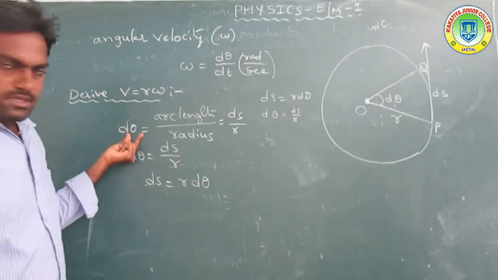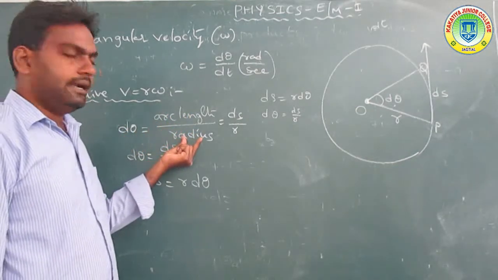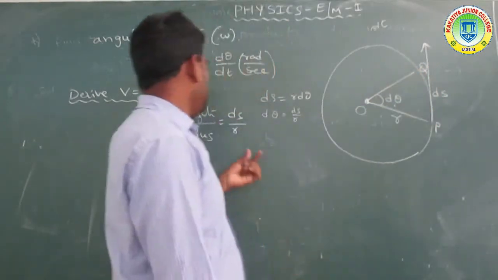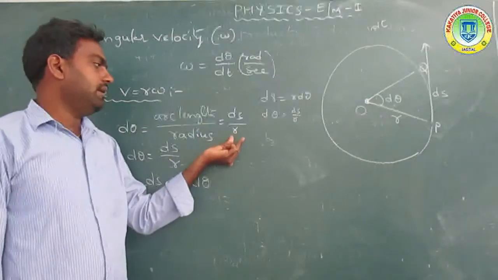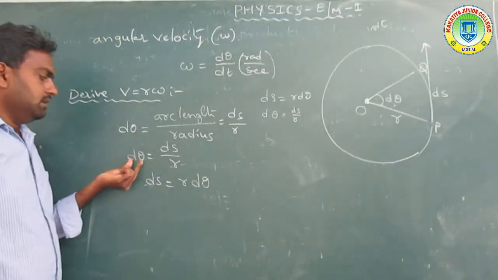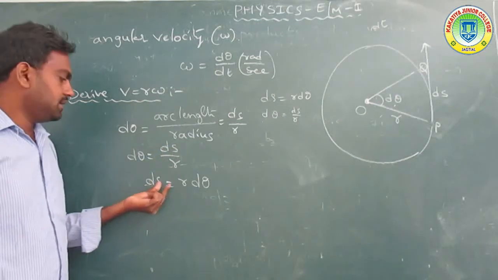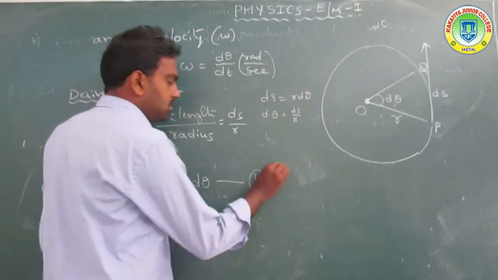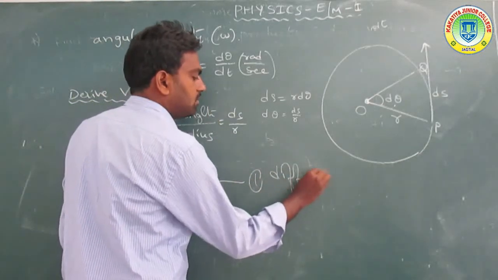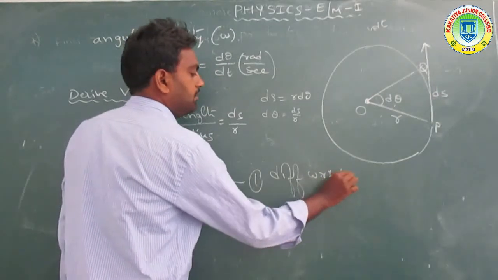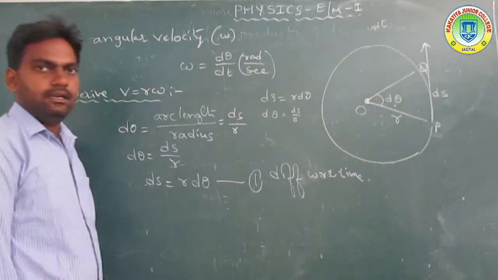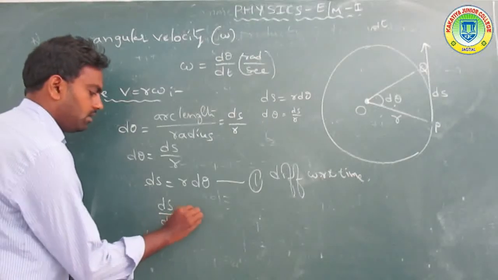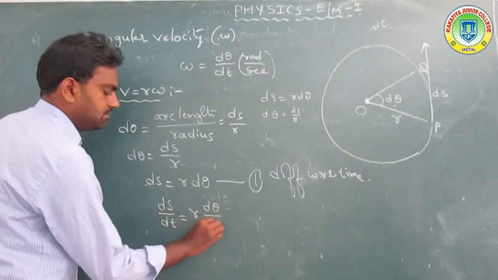So the angle dθ is equal to arc length by radius. Arc length is taken as ds, radius is r, so dθ is ds by r, so ds is equal to r into dθ. This is called equation 1. Now differentiating equation 1 with respect to time, we get ds by dt is equal to r times dθ by dt.